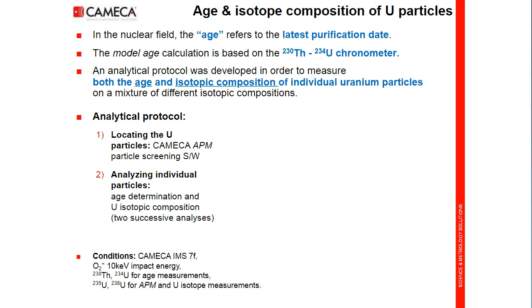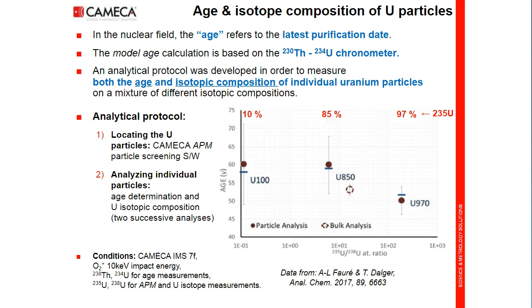The combination of isotopic measurement and age determination is illustrated in this figure for a mixture of uranium particles coming from 3 different certified reference materials with a 235 uranium abundance ranging from 10% to 97%. SIMS measurements are shown by the full circles, and the blue bars indicate the certified data. The SIMS results are therefore in agreement with the results for individual CRM particles, which shows that this methodology can be successfully applied to a mixture of uranium particles.